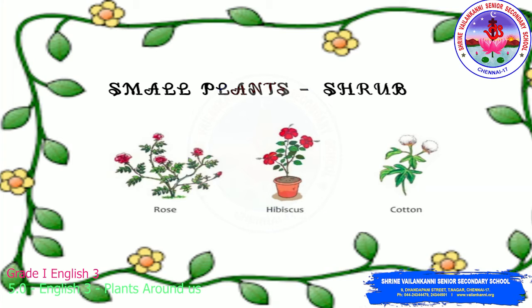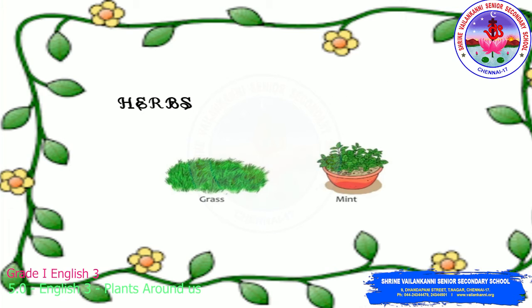So see, I've given three best examples for small plants: rose, hibiscus and cotton plant. So these are the best examples for shrubs. So we saw tree, shrub, and the next is the herbs. Okay, so first is the tree. How did the tree look?